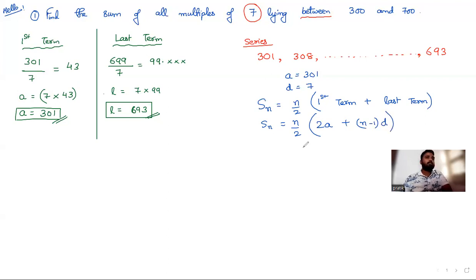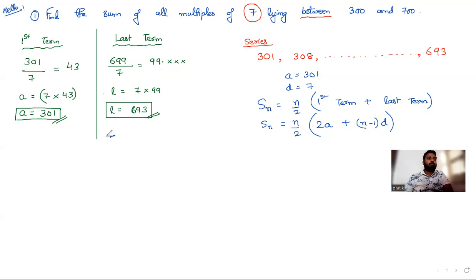In both the cases, what's important is you have a, you have d. Do you have the n value? You don't have the n value, so you need to find out the n value. What is the n value? The nth term, the last value, 693 is a value, but what is the position of that number, or how many numbers are there in this series, basically. So I have to find the nth term.